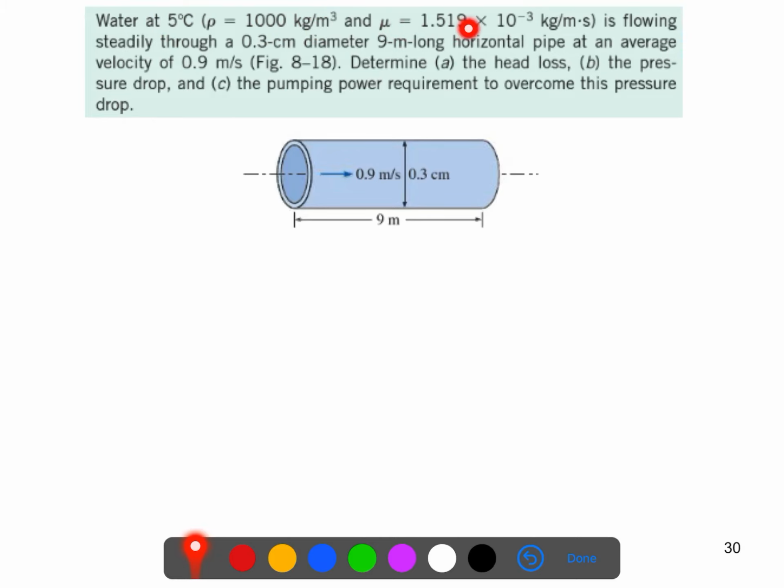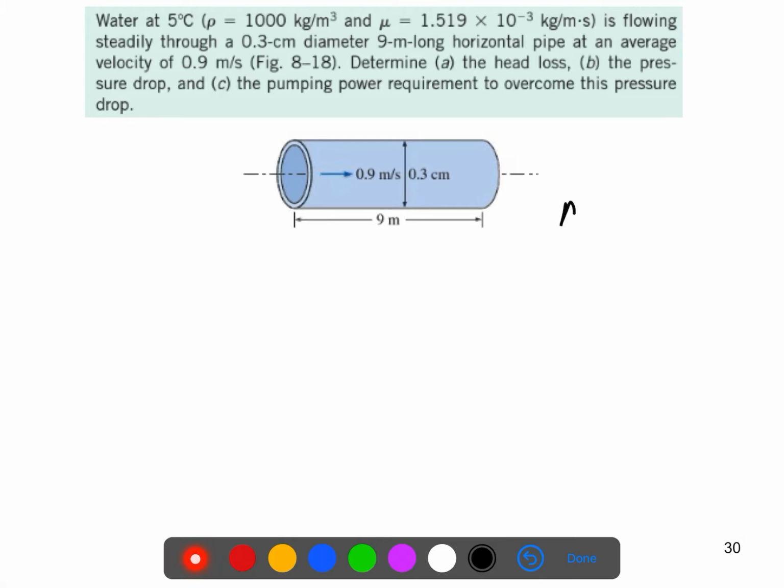The density, the viscosity, all the properties are given. And so we need to calculate the head loss, the pressure drop, and the pumping power. So from this question, we are going to calculate the head loss, the pressure drop, and the pumping power.